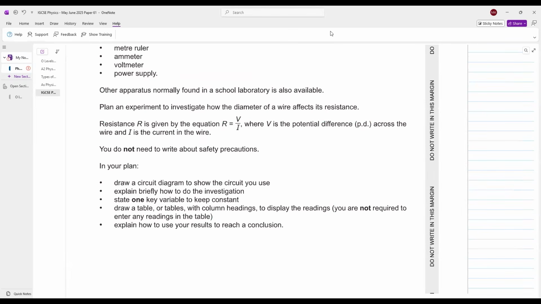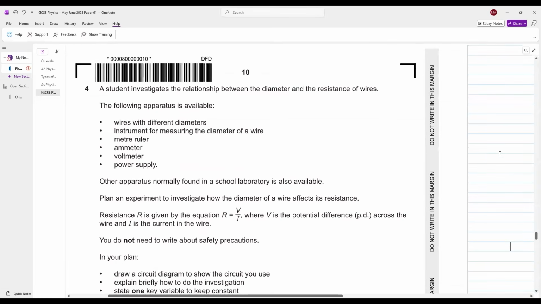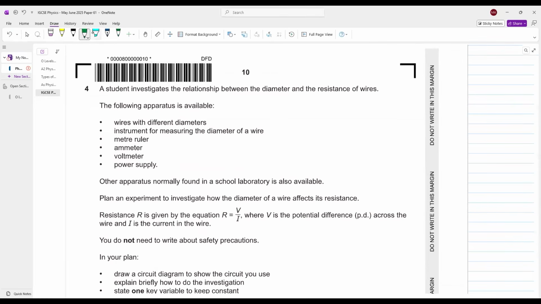अच्छा जी, लेट्स रीड आउट क्वेश्चन 4। हाँ जी, क्या लिखा हुआ है? A student investigates the relationship between the diameter and the resistance of wires. The following apparatus is available: wire with different diameters, instrument for measuring the diameter of a wire. Which instrument will be used to measure the diameter of a wire?